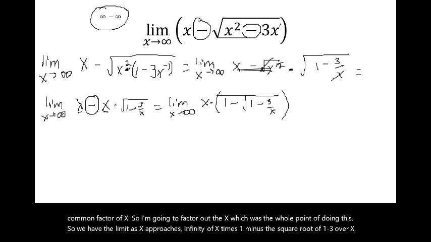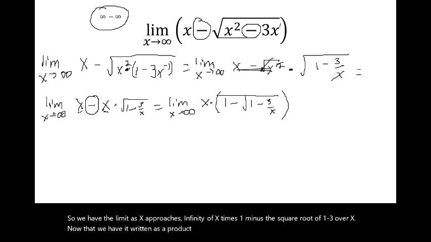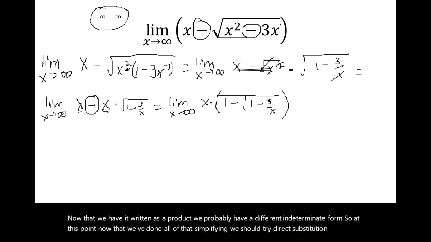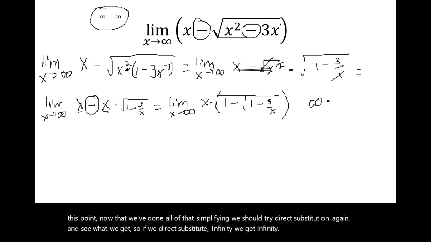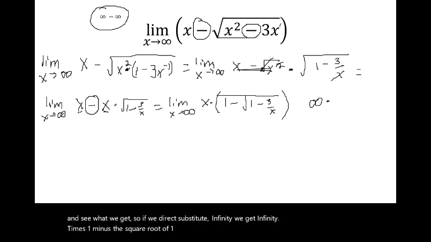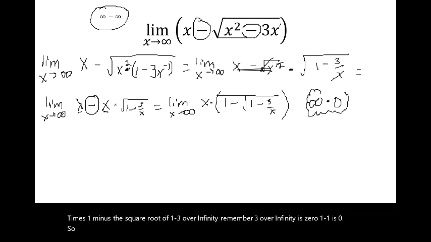Now that we have it written as a product, we probably have a different indeterminate form. So at this point, now that we've done all of that simplifying, we should try direct substitution again and see what we get. So if we direct substitute infinity, we get infinity times 1 minus the square root of 1 minus 3 over infinity. Remember, 3 over infinity is 0. 1 minus 1 is 0. So now this is the 0 times infinity indeterminate form.